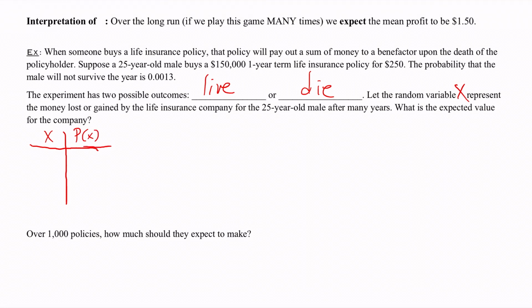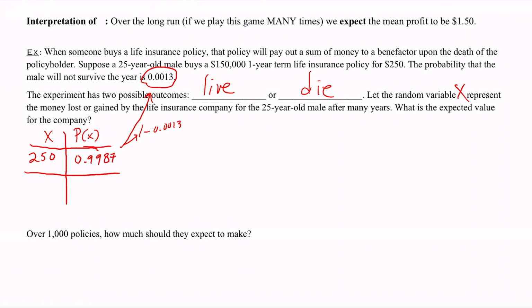So in the case that the person buying the policy survives, well, he's going to pay $250 to that insurance company, and that's going to occur with a 0.9987 probability. How did I find that? Well, I used the probability that he's dying as 0.0013, so I can do 1 minus that, to get the probability that he survives.